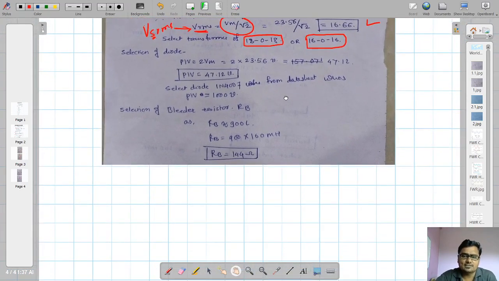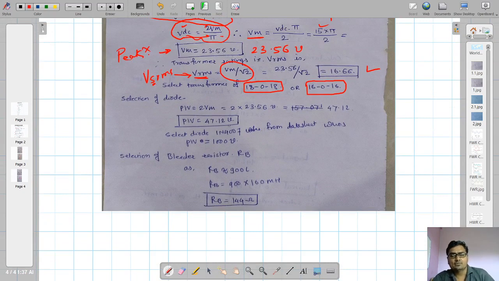Now see, the last point is selection of diode. Look at this. How to select a diode? It depends on its PIV rating. So PIV for a full wave rectifier is twice VM. See, that PIV rating has nothing to do with which filter I am using, whether I am using L filter, C filter, LC filter or pi filter. PIV rating is a property of the rectifier itself. So if it is a center-tapped full wave rectifier, I will use twice VM. If I'm using a bridge rectifier, I will use VM only. So if you have designed a bridge rectifier with LC filter, you use PIV equal to VM.